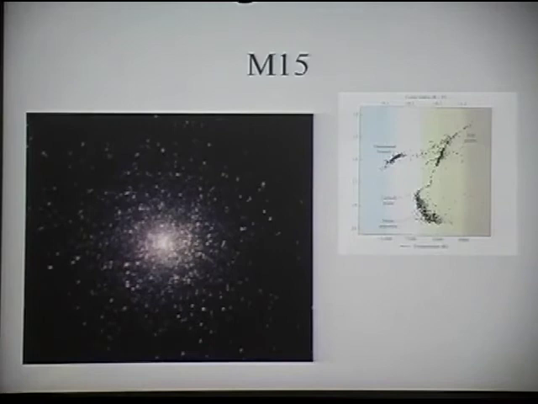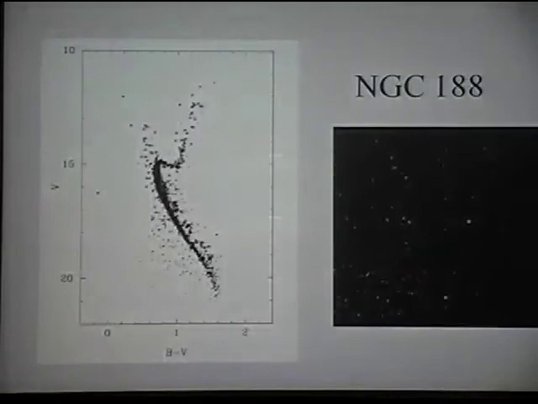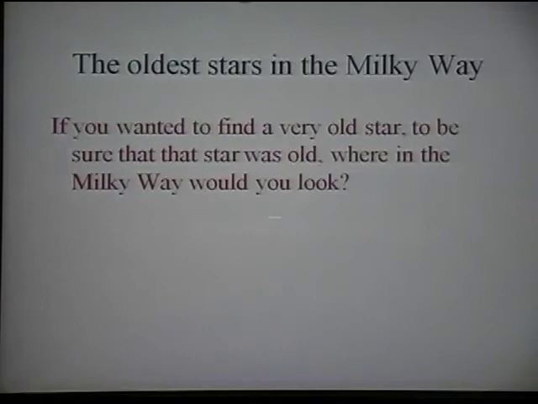NGC 188, similarly, it's a truncated main sequence. So if we want to find the oldest stars in the Milky Way, if I wanted to guarantee to you that I'd found an old star, where should I look? Can I just look in the sun's neighborhood and say, that guy, old? That's not going to work. How can I find a star and guarantee to you that it's old?